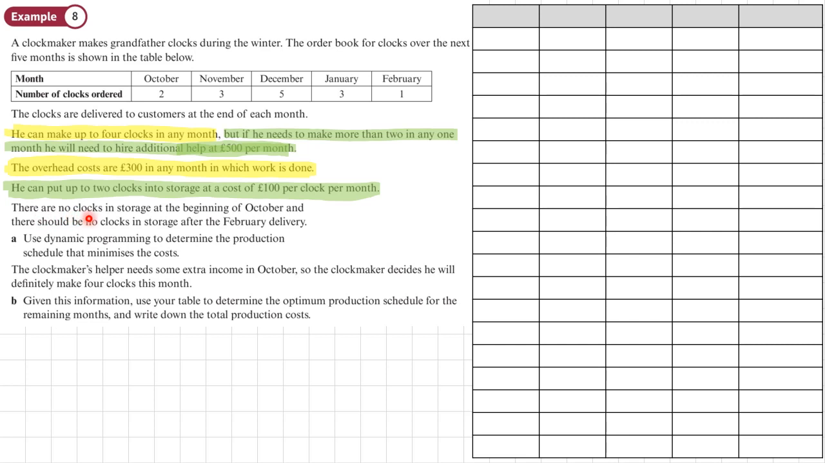There should be no clocks in storage at the beginning of October. So we must start with no clocks. There's no clocks available, and there should be no clocks in storage after the February delivery. So when he gets to the last clock that's been delivered, there shouldn't be any left at the end. Use dynamic programming to determine the production schedule that minimizes the costs. So this is a minimization problem.